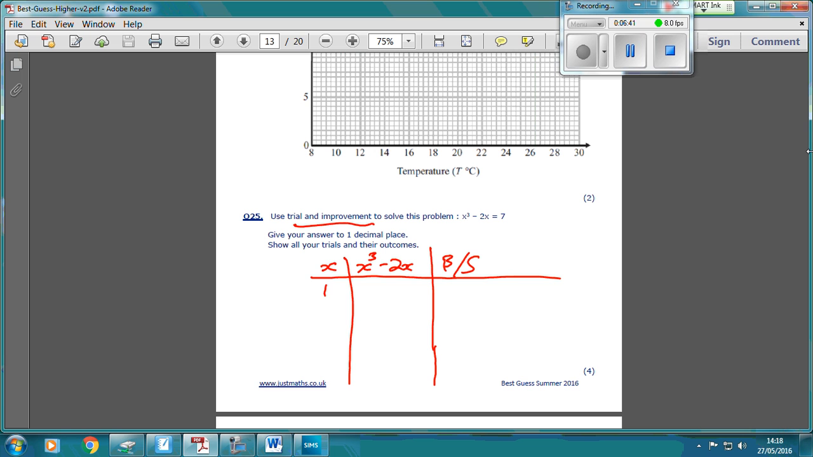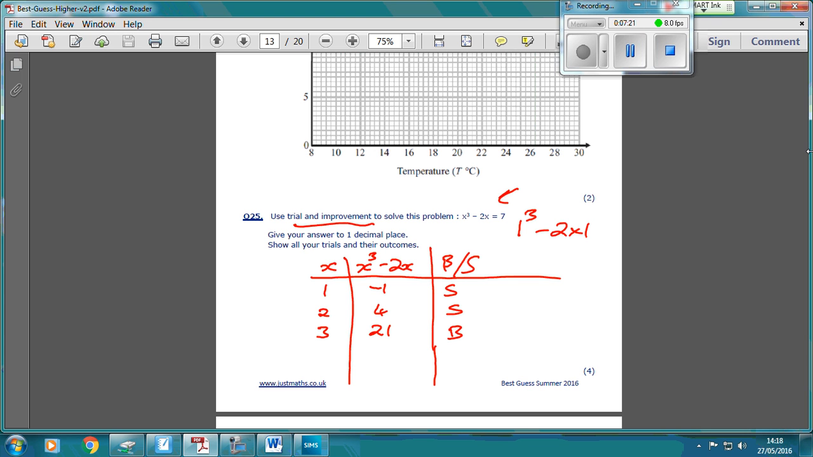So we do 1 cubed, that's 1 times 1 times 1, take away 2x, let's take away 2 lots of 1. So we just substitute 1 into here, so that's going to be 1 cubed, take away 2 lots of 1. And if we substitute 1 into that, we get minus 1, and we want 7, so that's far too small. So let's try 2, substitute 2 into that. And we get 4, which again is too small. So we try 3. And that's 21, which is too big.